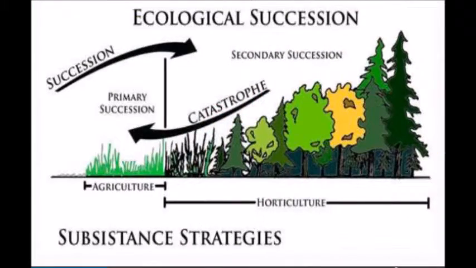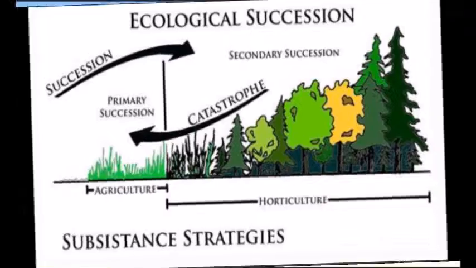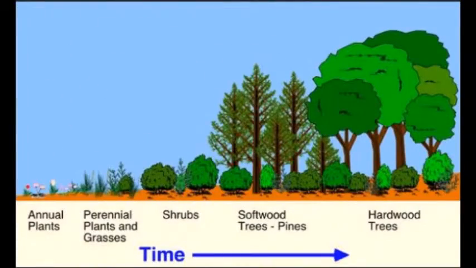Ecological succession. It is the observed process of change in the species structure of an ecological community over time. Ecological succession occurs when the conditions of an environment suddenly and drastically change.